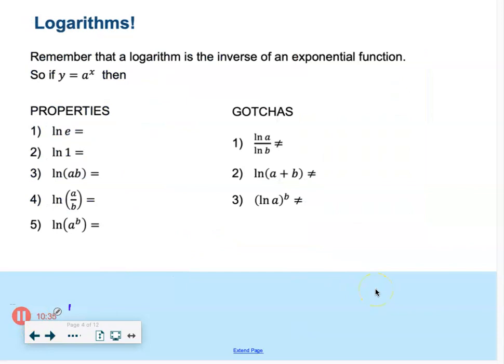Okay, so remember that a logarithm is the inverse of an exponential. So if y equals a to the x, can we write this in logarithmic form? Log base something of something equals something. Take a second in your groups and see if you can figure out how to write y equals a to the x in logarithmic form.